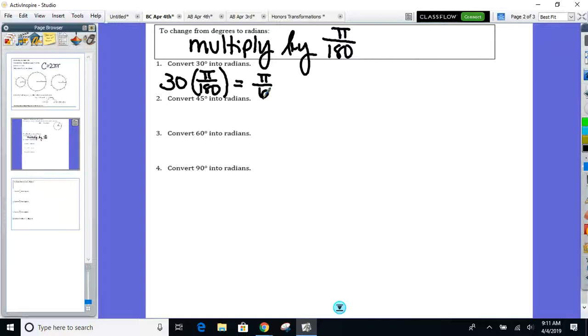All right, what about 45? Pi over 180. Again, leave the pi in your answer so we have some exactness to it. And 45 divided by 180, and we have pi over 4. If you guys want to go ahead and quickly do 3 and 4, go ahead. Take 60 and 90 and convert them for me.